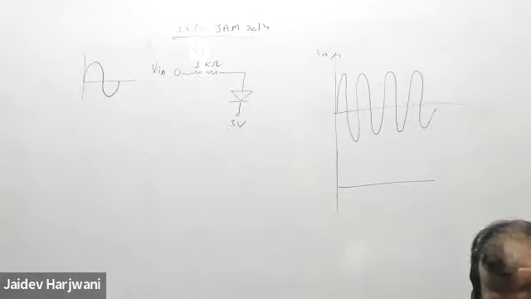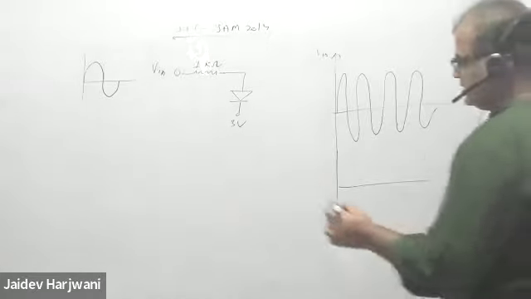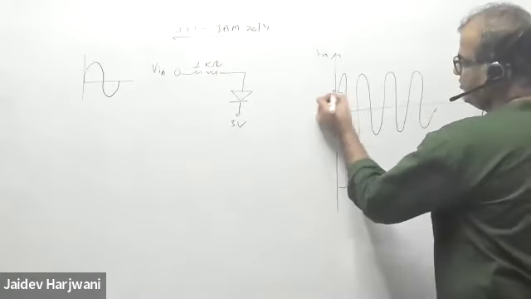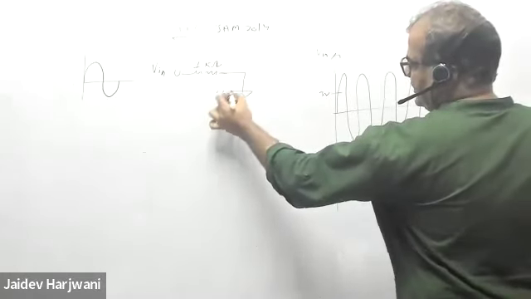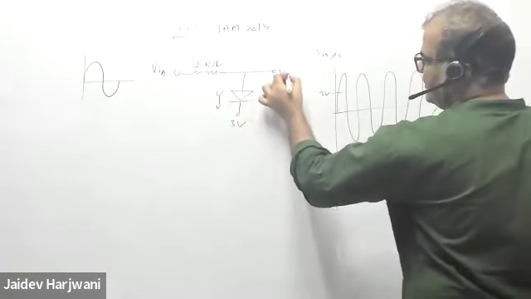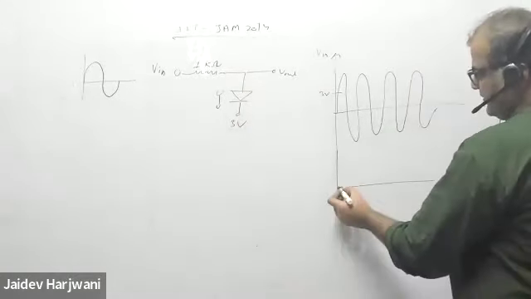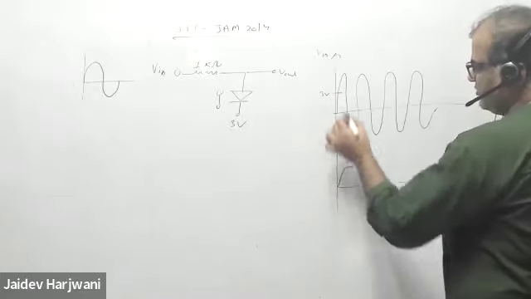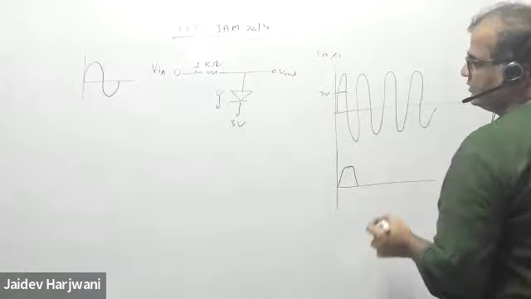Sir, up to when Vin becomes 3 volt, the diode will not be conducting, so Vin will be the output. If it is more than 3 volt, then it will be conducting, so we will get 3 volt. So for the positive cycle, if it is more than 3 volt, it will be conducting. And once it becomes conducting, this becomes a short circuit. So this output will become equal to 3 volt. So this will be like this for the positive cycle, and then like this for the negative cycle.